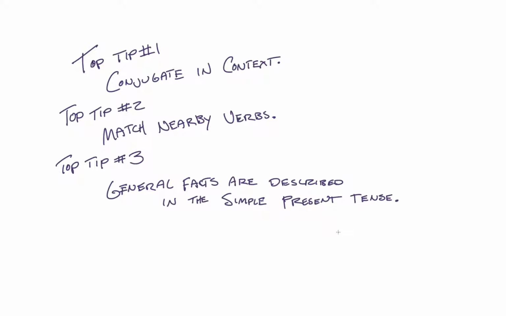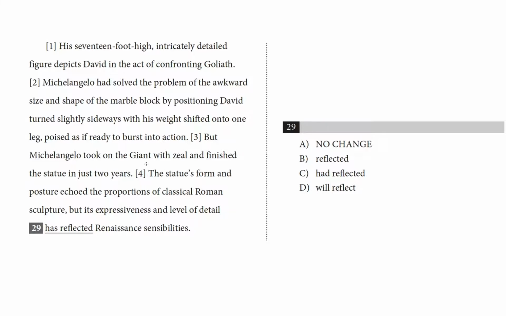Okay, so, armed with our knowledge, let's take a whack at a question, which is from this passage about Michelangelo's statue, David. All right, this is our target sentence. Here we go. The statue's form and posture echoed the proportions of classical Roman sculpture, but its expressiveness and level of detail has reflected Renaissance sensibilities. So, has reflected, that's present tense, and moreover, present perfect. But looking at the context, we know that this is about the Renaissance, which is in the past. So right off the bat, I think it's weird that this is using the present tense. This sentence also has another verb, which is echoed, and that's in the simple past tense.